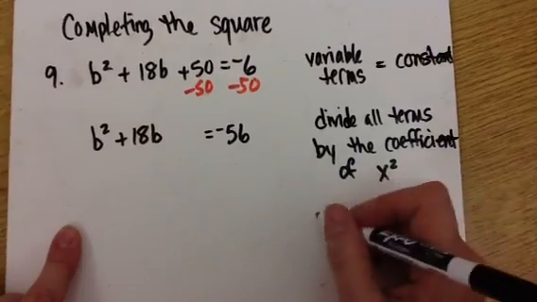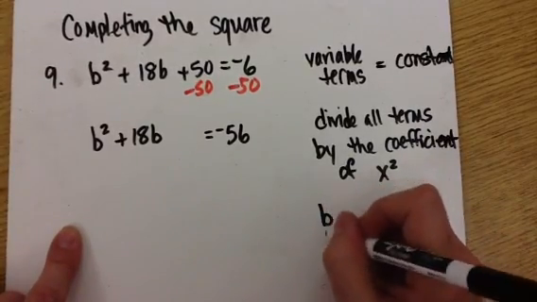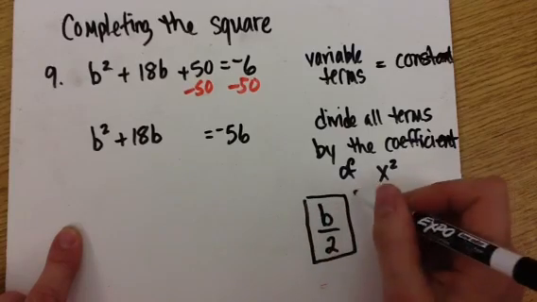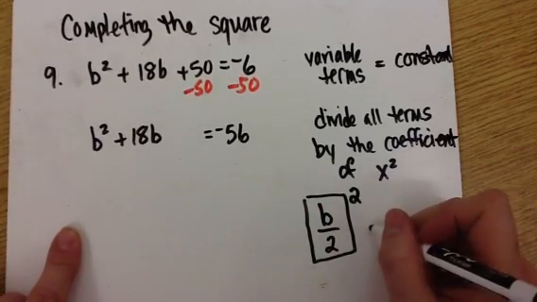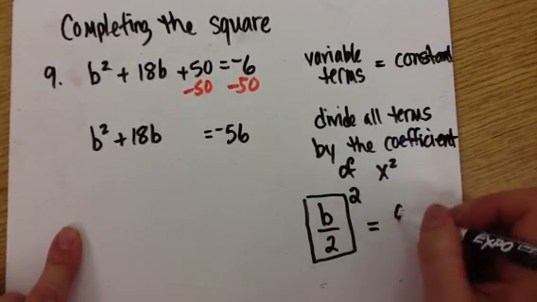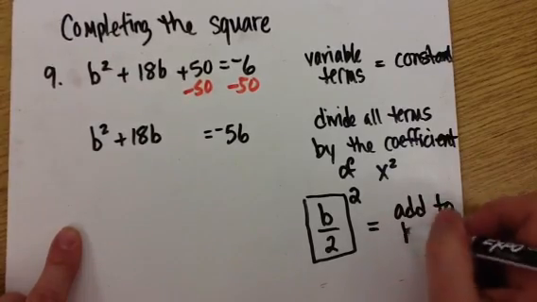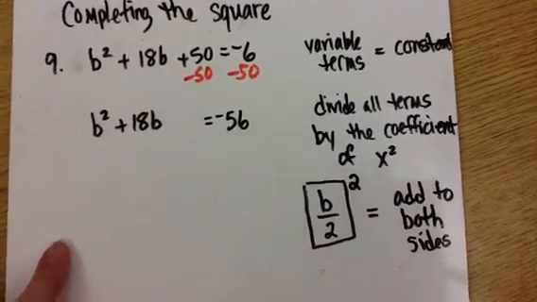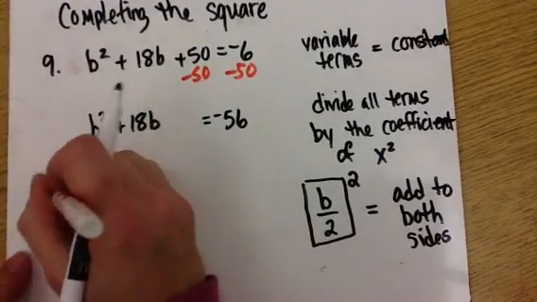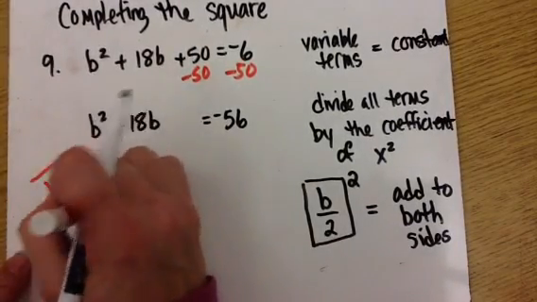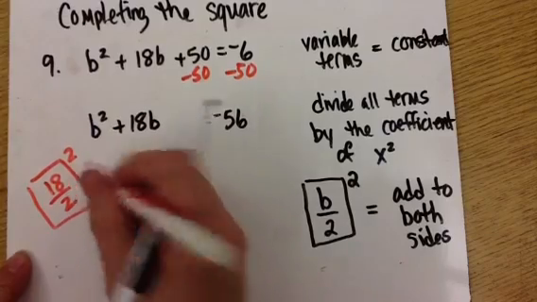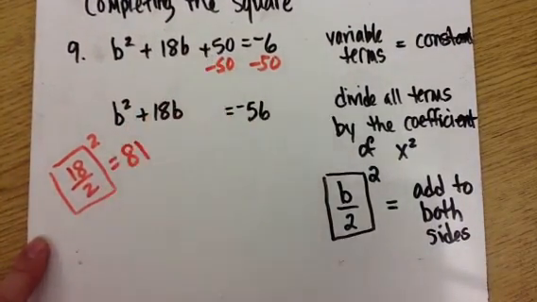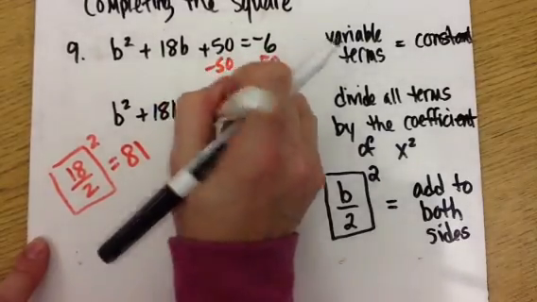Then we are going to find half of b, so b divided by 2, and we square that, and what we do with that is add it to both sides. So I will find 18 divided by 2 squared. Well, 18 divided by 2 is 9. 9 squared is 81. So I'm going to add 81 to both sides.